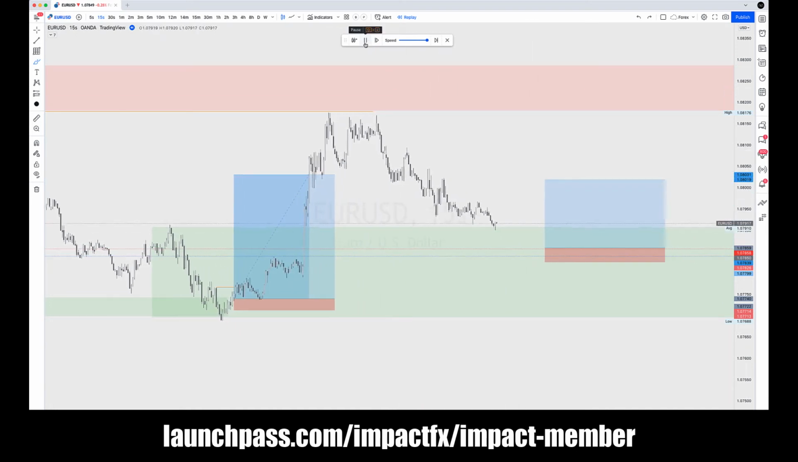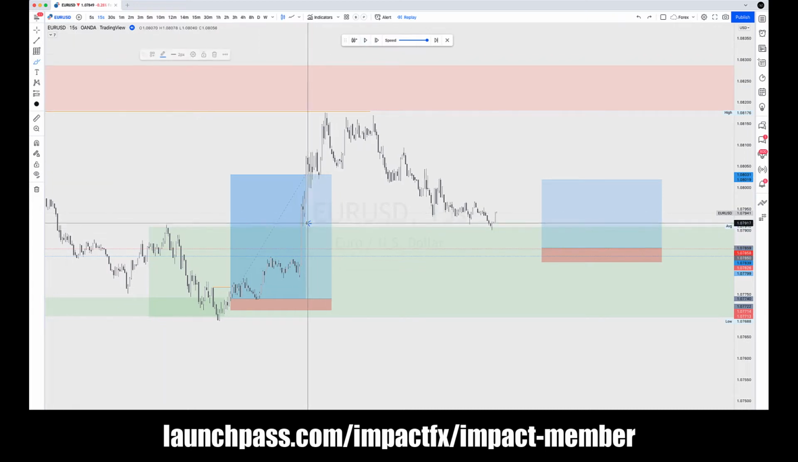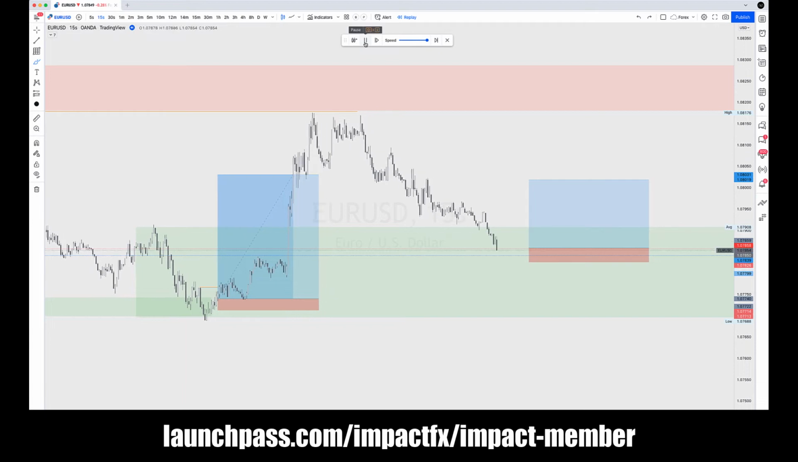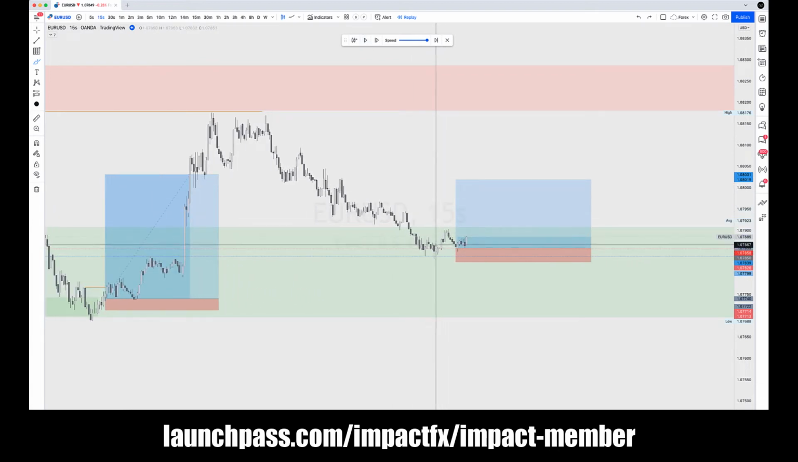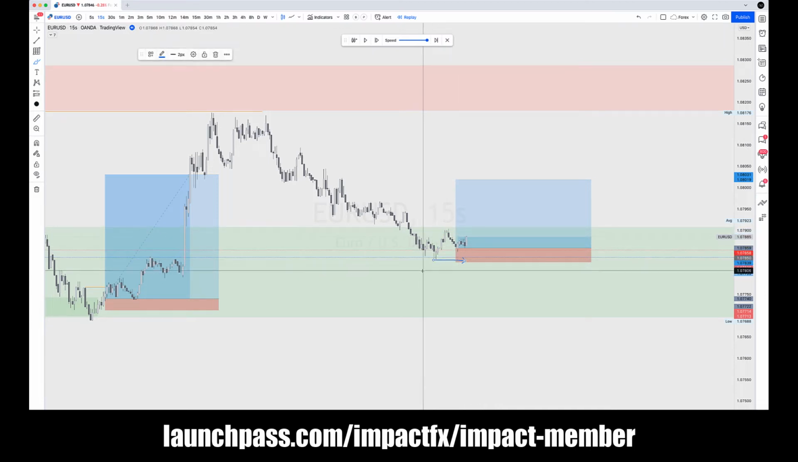And then when price filled most of this fair value gap right here, I was interested in an order flow shift, and we ended up getting it right here. So we end up having a drop base drop, created a new low, price broke that one, price broke this one, and price broke this one. This is a rally based rally that made a new high. We have a fair value gap here. So I look to buy from here and cover the low.